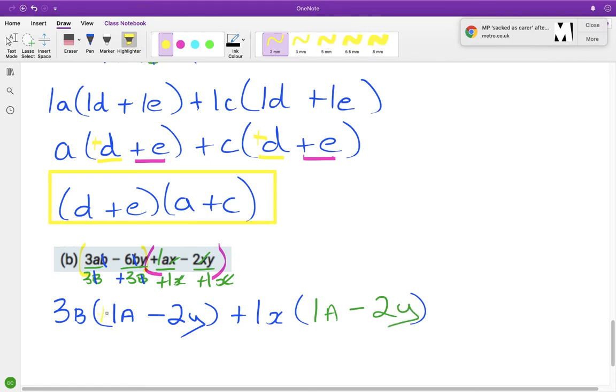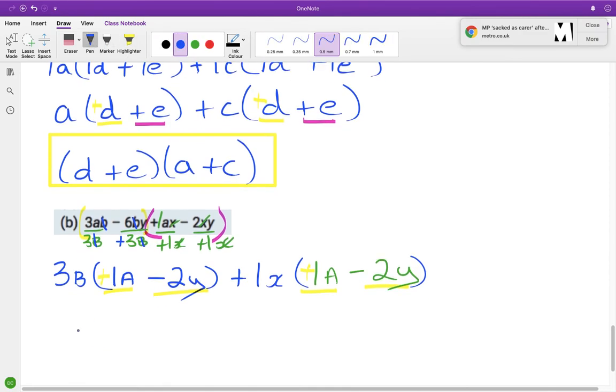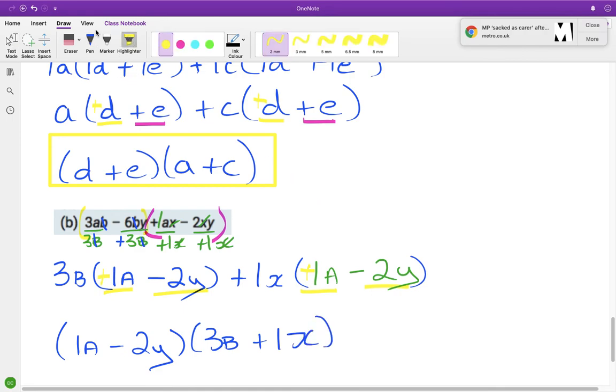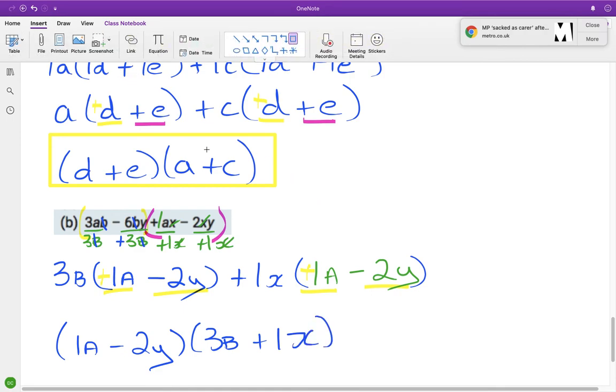Okay, so this is a plus 1a, and this is a plus 1a, so they match. This is a minus 2y and a minus 2y, so they match. Grand, so my answer is 1a minus 2y and 3b plus 1x. All right, so go through all of those answers.